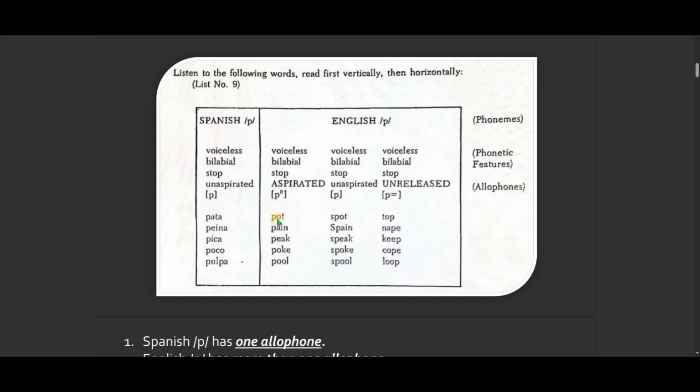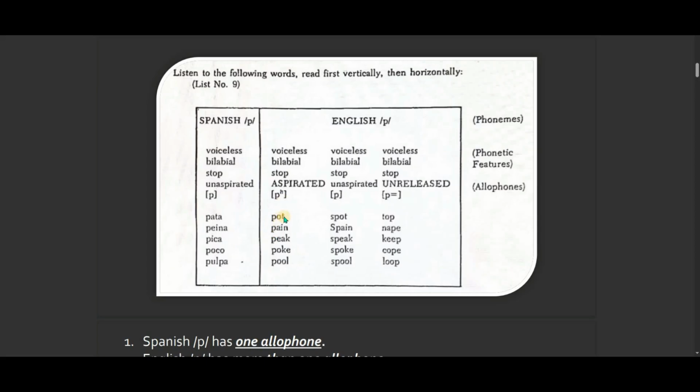So pot. In this case, English has three allophones for the phoneme P. We have a voiceless bilabial stop aspirated. Remember that when we say a phoneme is aspirated, a puff of air is coming out of our mouth after the stop of the phoneme. So we don't say P only, we say P, right?